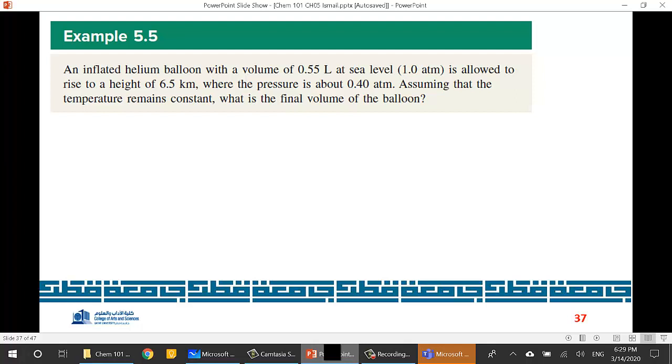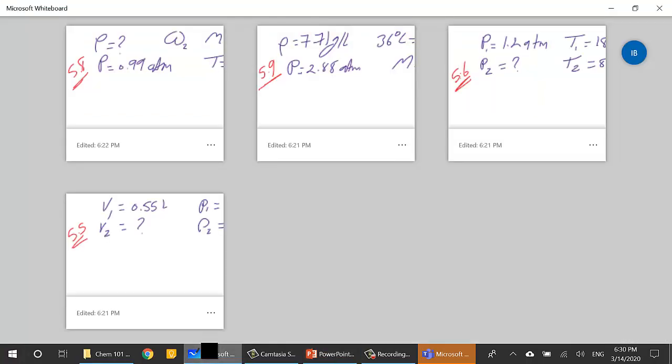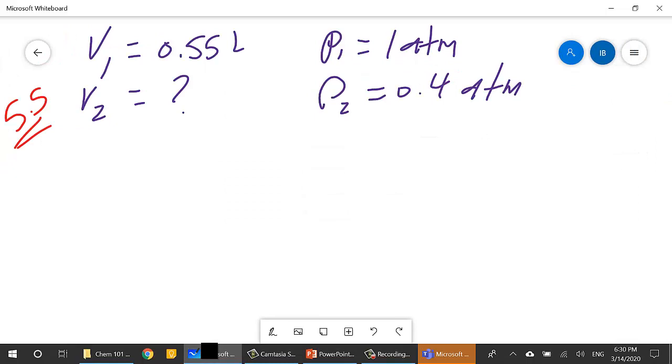Given that you have P2, but this 6.5 kilometers is misleading, okay? He's just giving that to mislead you. The 6.5 kilometers has nothing to do with this question. So this is example 5.5 from the book, and I have organized the information here. I have V1 is 0.55 liter, and P1 is 1 atmosphere. We're asking for V2, and we have a P2. So you cannot use PV = nRT here because you don't have the number of moles. It does not apply here.